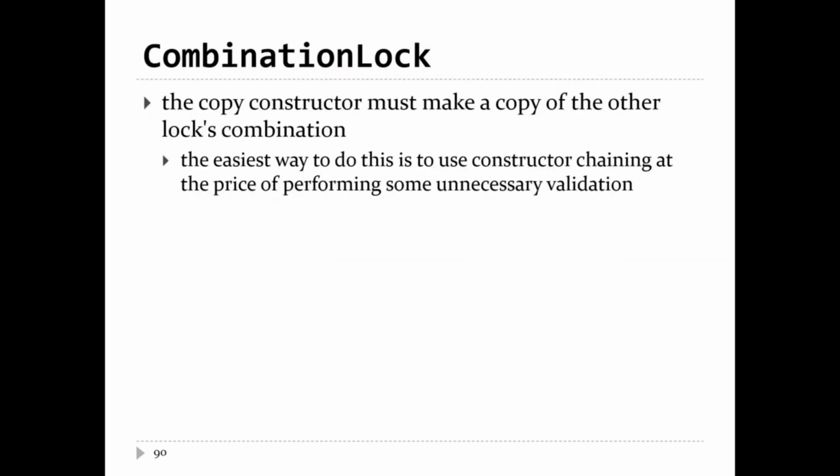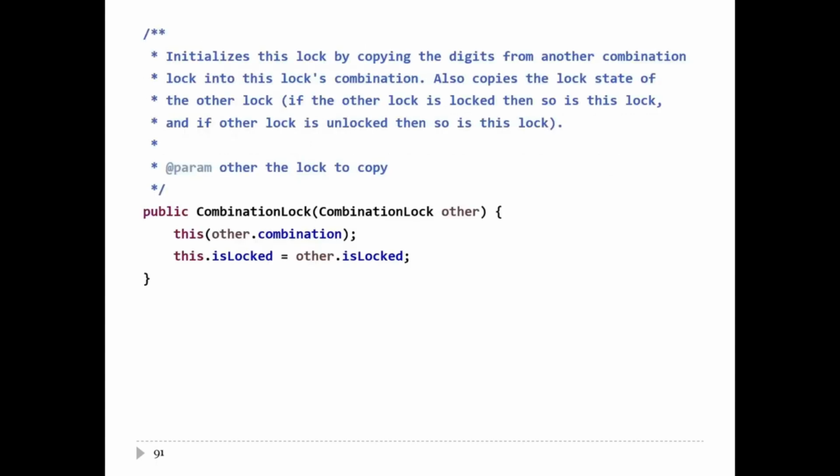If you have a copy constructor, then you have to make a copy of the other lock's combination. The easiest way to do this is just to use constructor chaining. So the copy constructor copies the state of that lock. It copies its combination, and it copies the locked state of the other lock. The easiest way to copy the combination is to just call the other constructor using chaining.